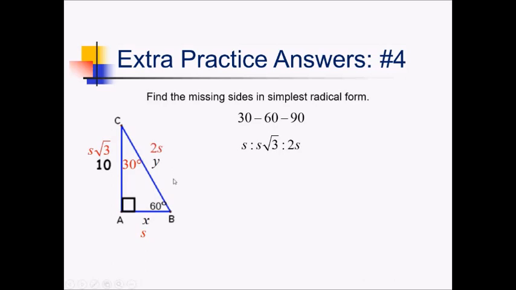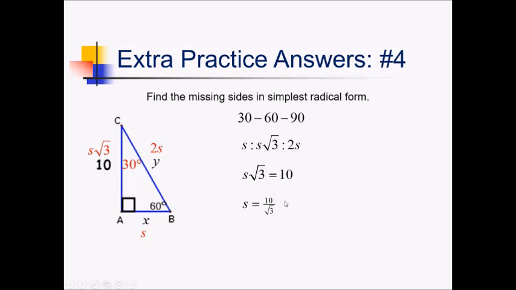Taking a look at the side that they actually gave us a constant for, that's this 10 over here, we see that s radical 3 equals 10. So let's go ahead and solve for s, and that'll give us the other two sides. To solve for s, I have to divide by radical 3. And I am going to have to put my answer in simplest radical form at some point anyway, so let me go ahead and simplify this radical now, or else I'll have to do it later anyway.